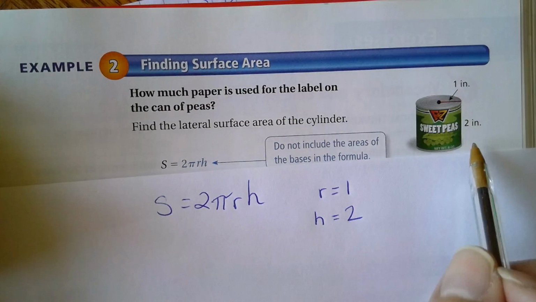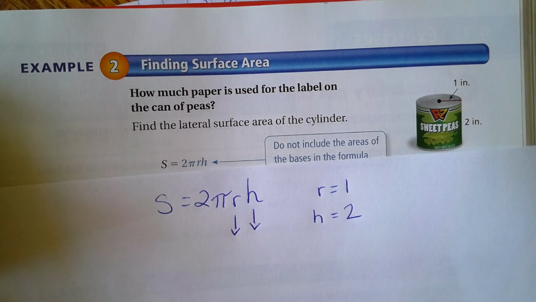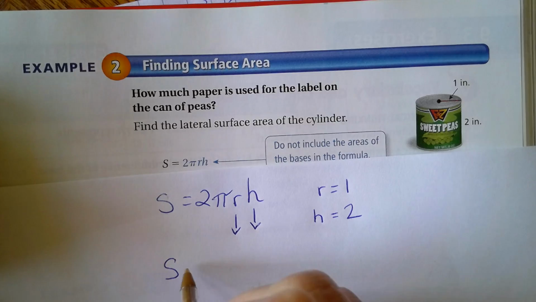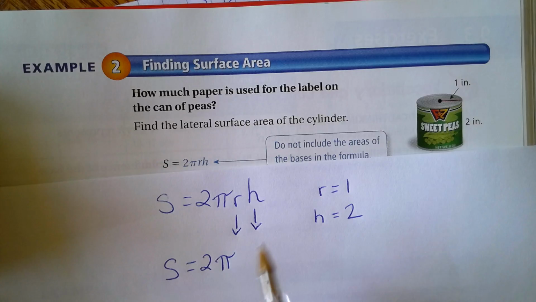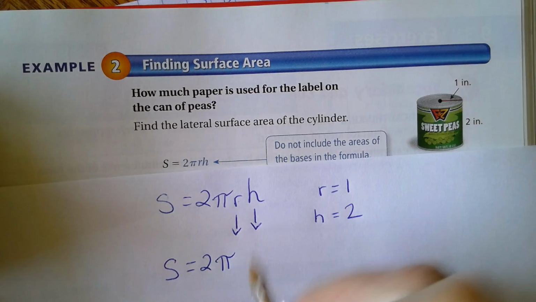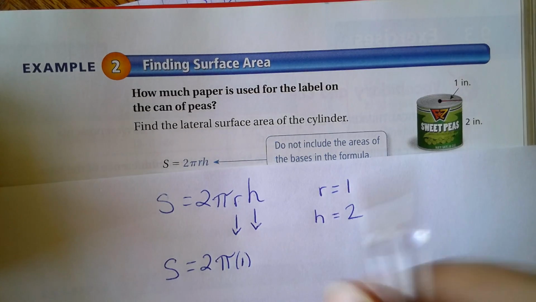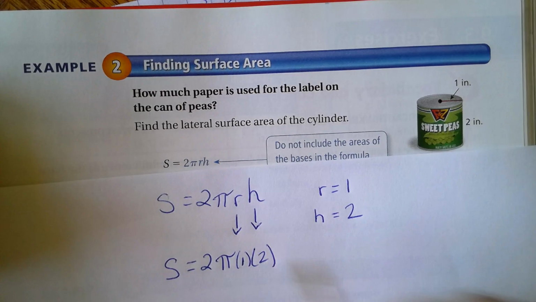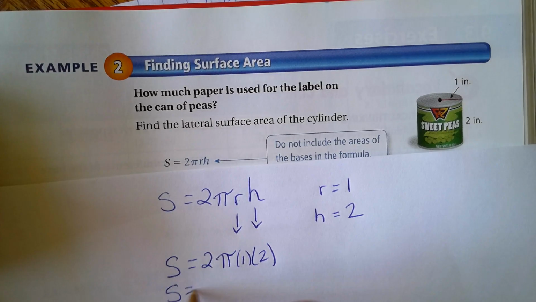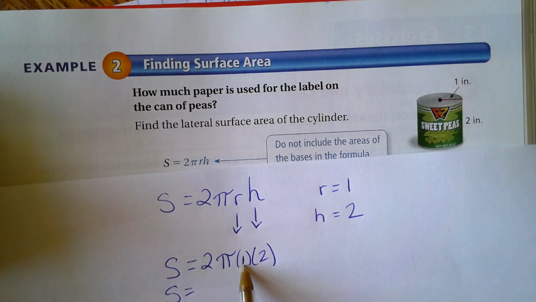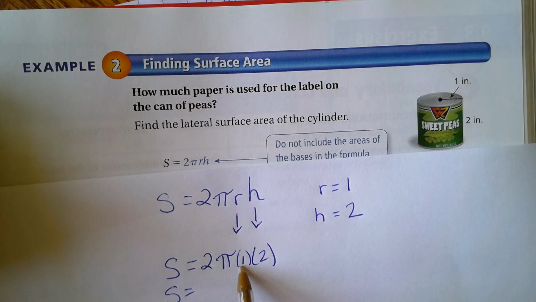All right, so I'm going to plug in what I know into my formula. The surface area of the lateral face is going to be 2 pi. What is R? Well, it's 1, so times 1. Remember, this is all multiplied together. H is 2, so I'm going to put 2 in there. Okay, so I'm going to do all of the numbers I can do in my head first. 2 times 1, because it doesn't matter what order we multiply this in, 2 times 1 is 2, 2 times 2 is 4, so we have 4 pi.